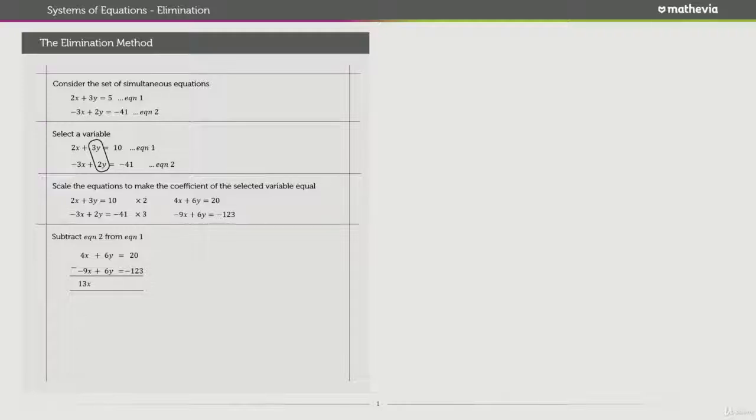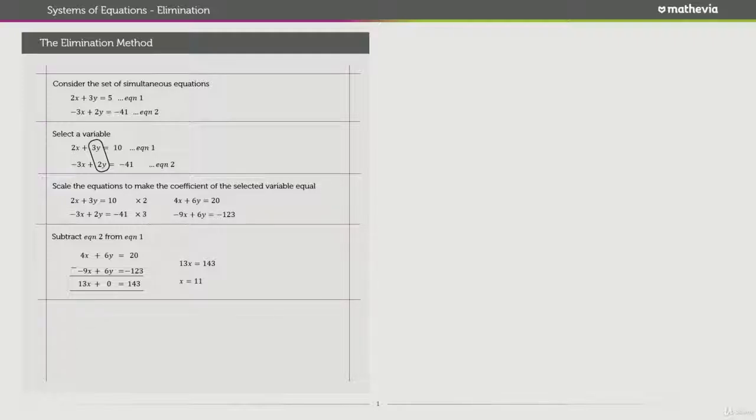For example, 4x minus -9x is 4x plus 9x, i.e. 13x, and then you have 6y minus 6y, which gives you 0. We've eliminated y. And then you have 20 minus -123, you have 143. Basically what you have in the end is 13x plus 0 equals 143; we have eliminated y. We can now go ahead and just say 13x equals 143, and we have that x equals 11.